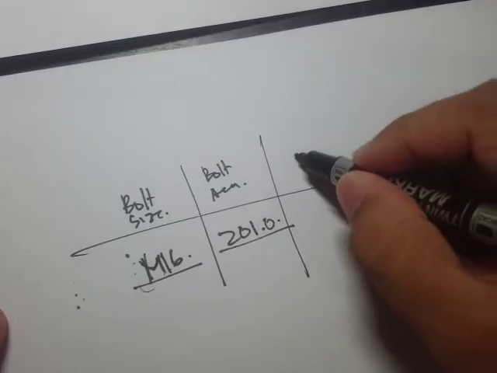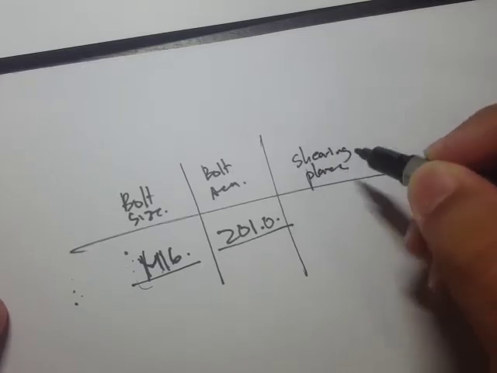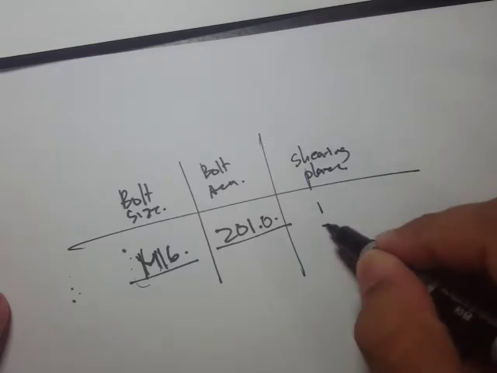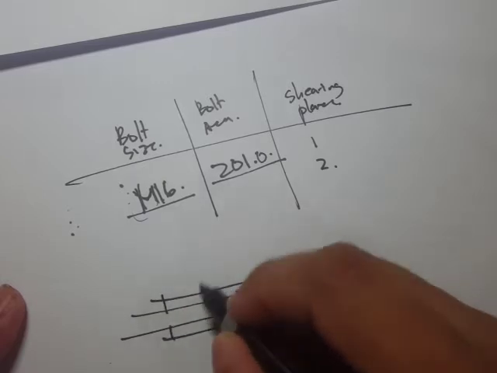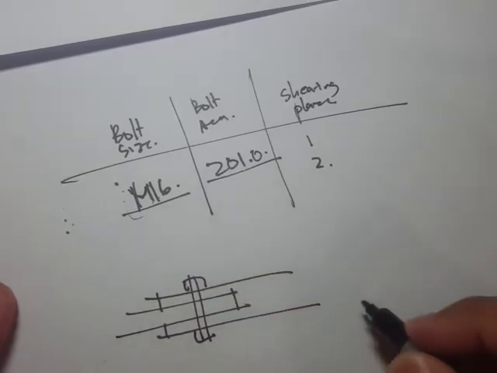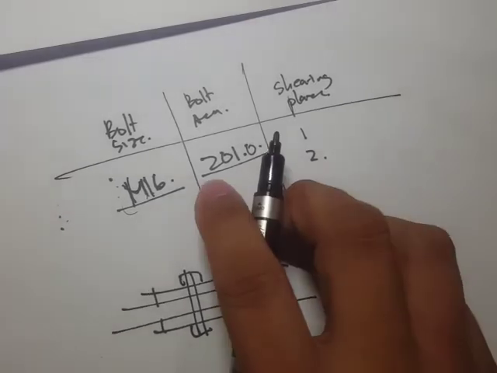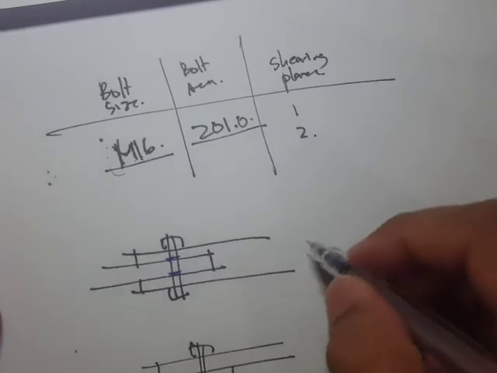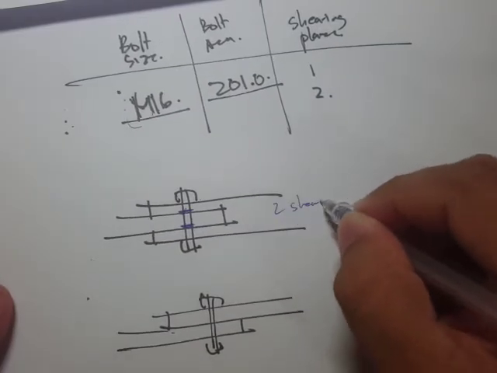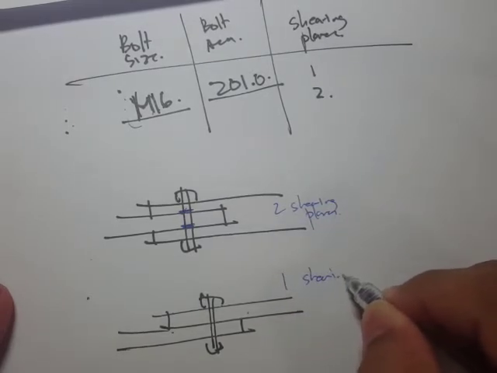Then there's another column for the shearing planes. How many shearing planes are there? Is it just one or two? The meaning of that is, if we have a connection something like this, and a connection something like this, then in this type of connection we have two shearing planes, whereas here it's only one shearing plane.